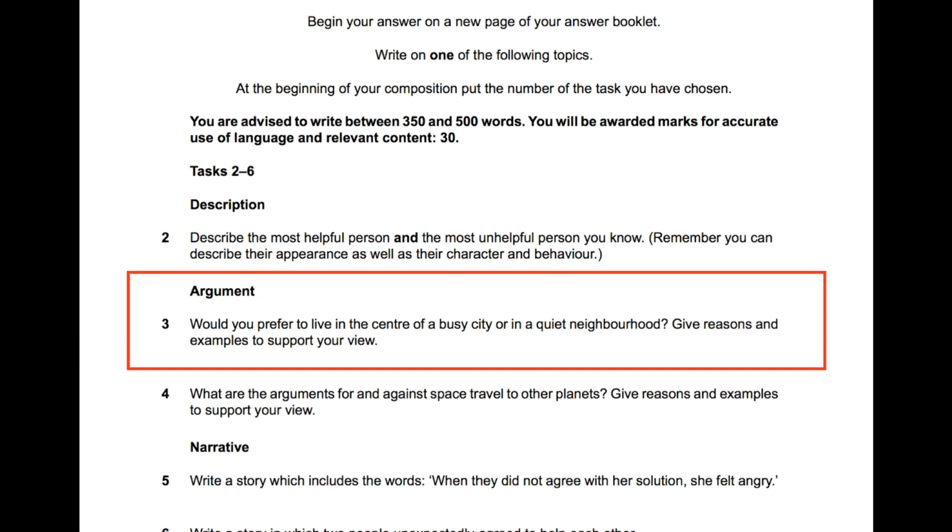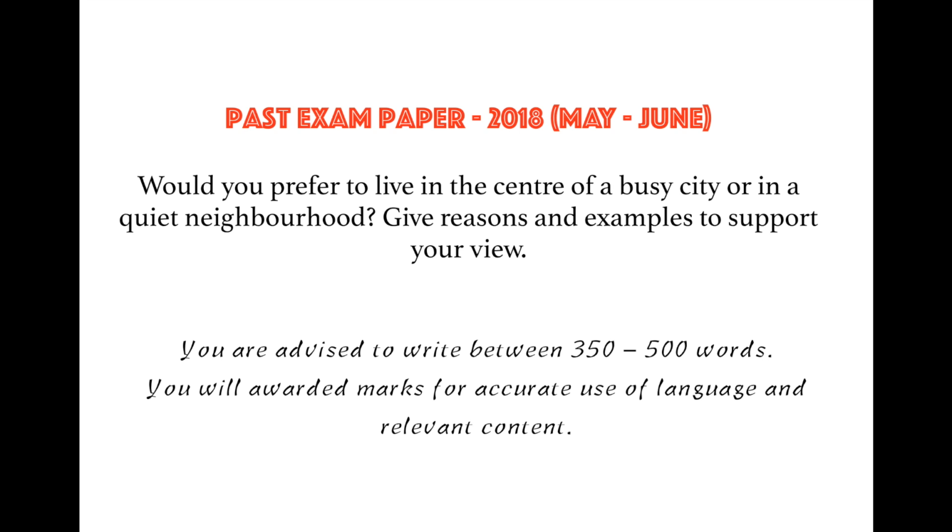You just need to choose 1. And I've put a red box around the argumentative essay that we are going to look at for the rest of this video. So here's the question. It says, would you prefer to live in the center of a busy city or in a quiet neighborhood? Give reasons and examples to support your view. And then as regards the length or how much you're expected to write, Cambridge advises you to write between 350 to 500 words.